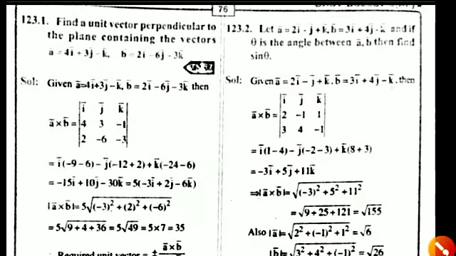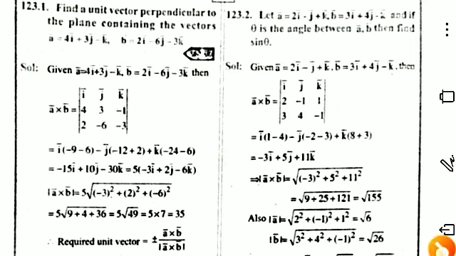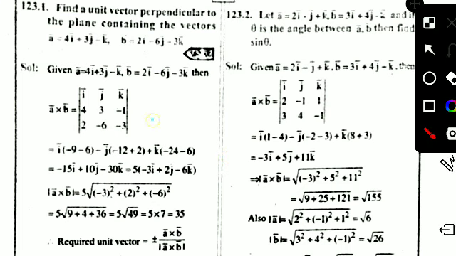Next one. Find the unit vector perpendicular to the plane containing the vectors. So unit vector, this is a very, very important problem, and this question is from last year, 2021. Find the unit vector of the plane containing the vectors a bar, b bar. First we have to find the a cross b vector, then mod a cross b, and the required unit vector is equal to a cross b by mod a cross b.